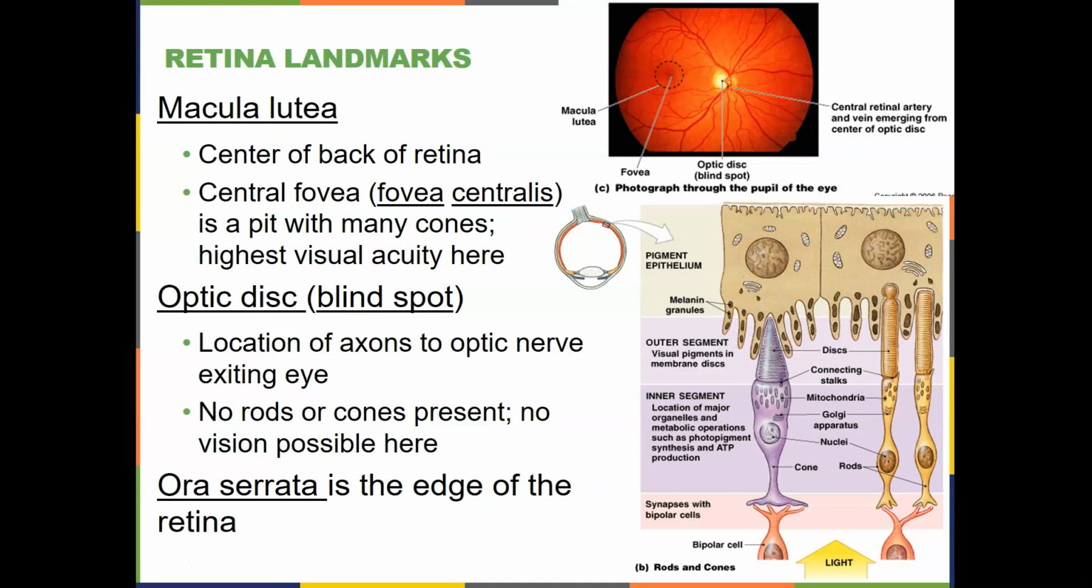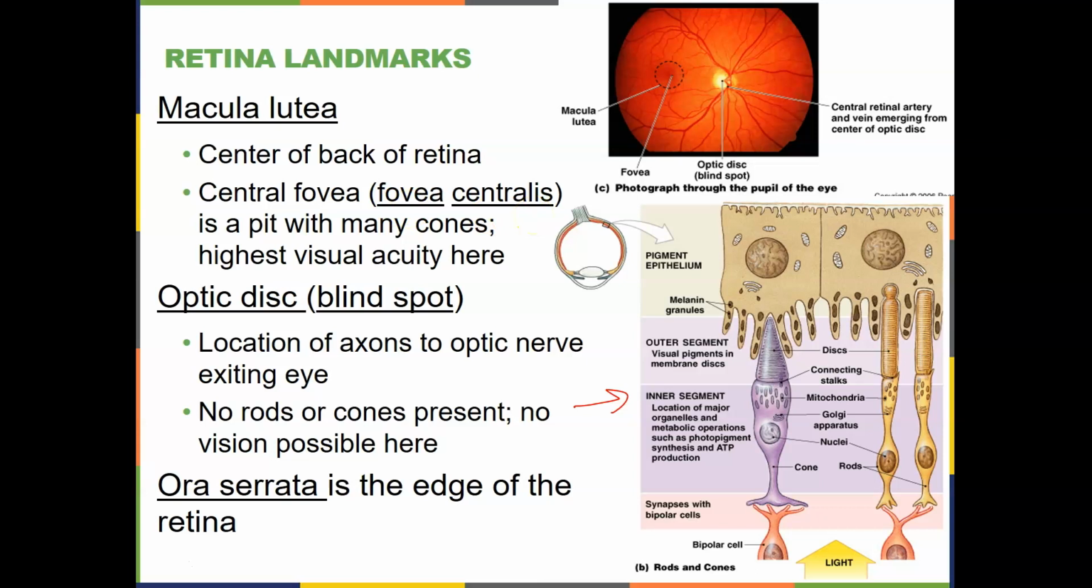The ora serrata is the edge of the retina, and that's why we define it, because that's where you pick up on these photoreceptor cells. This you're going to see in a whole lot more detail in physiology. The macula lutea is at the back of the retina, and it's basically a region where you will find the fovea centralis, lots of rods and cones there.